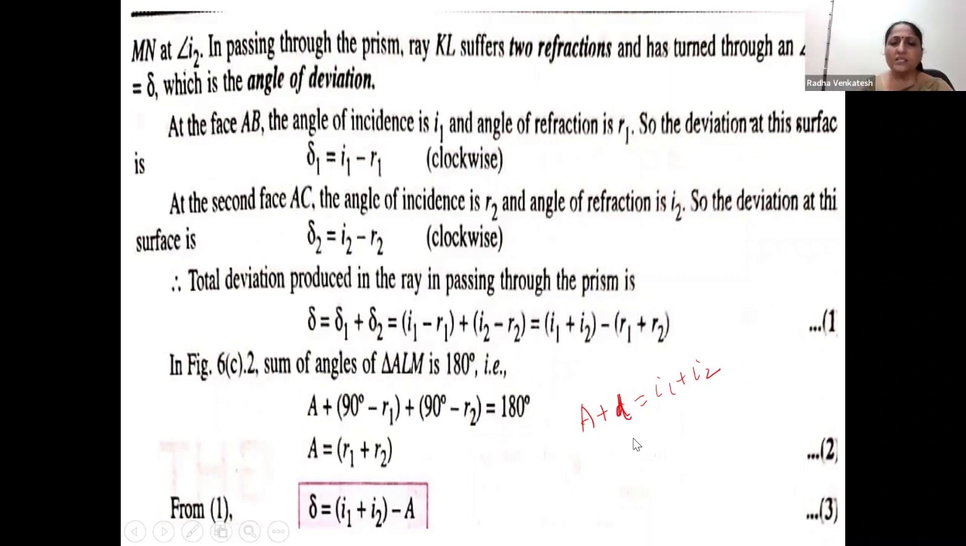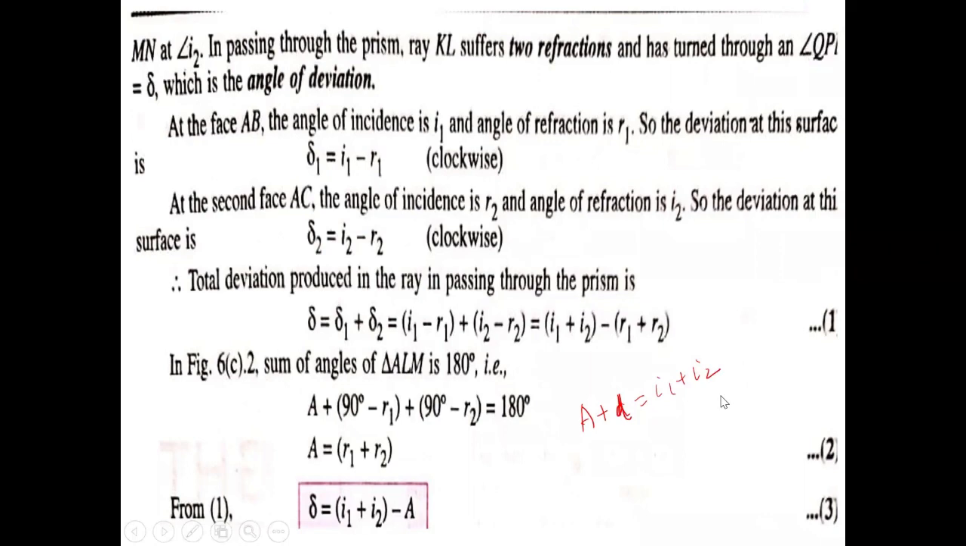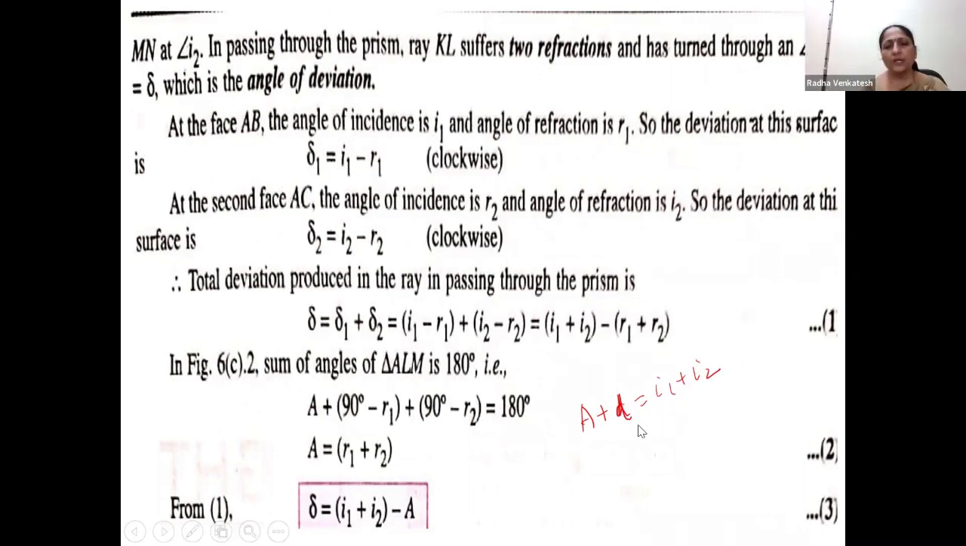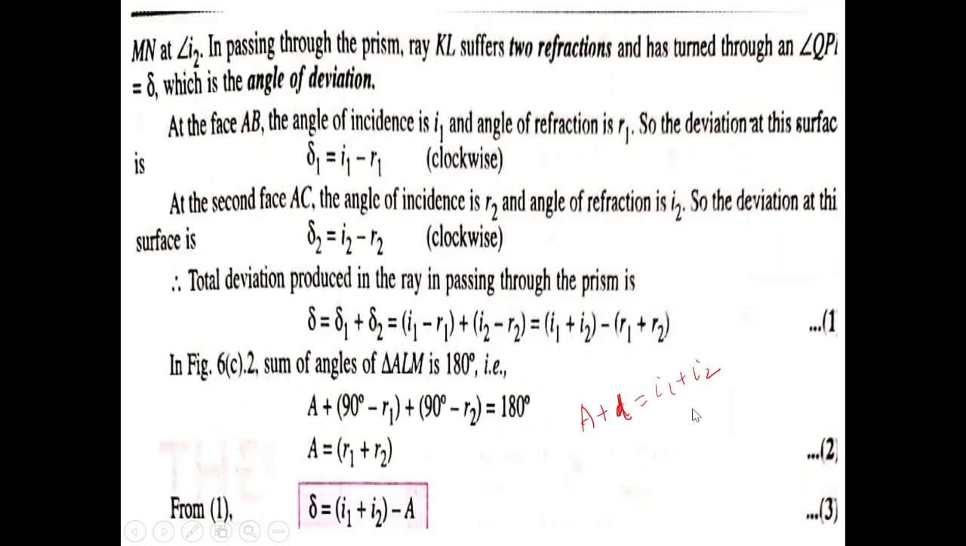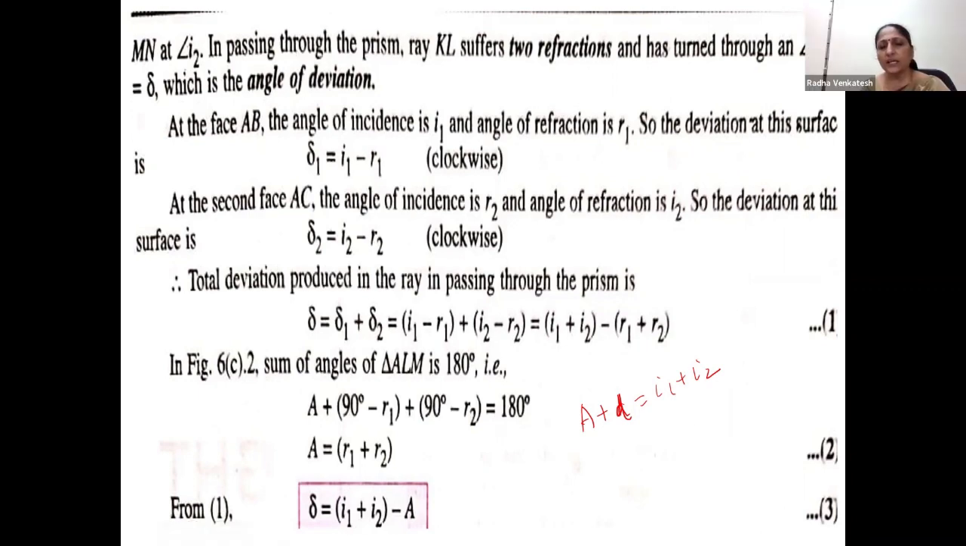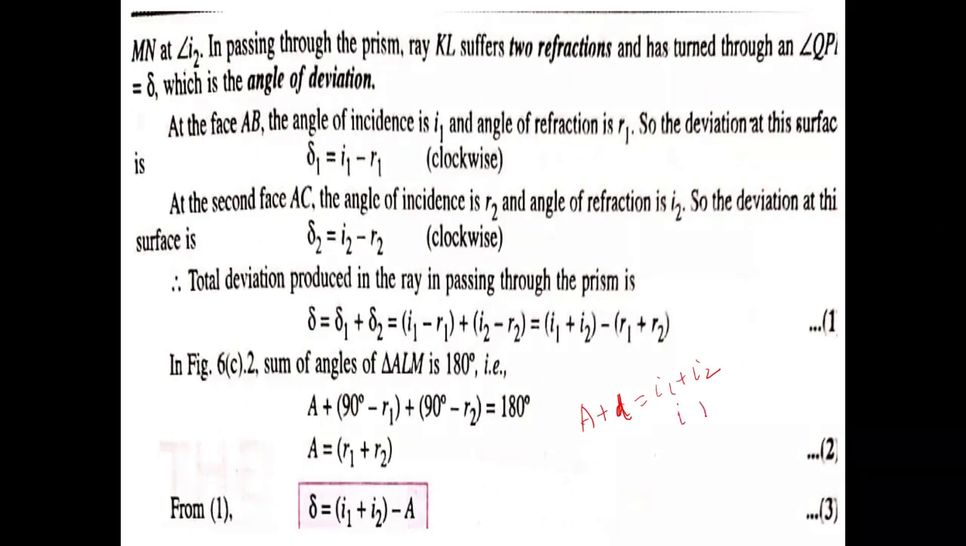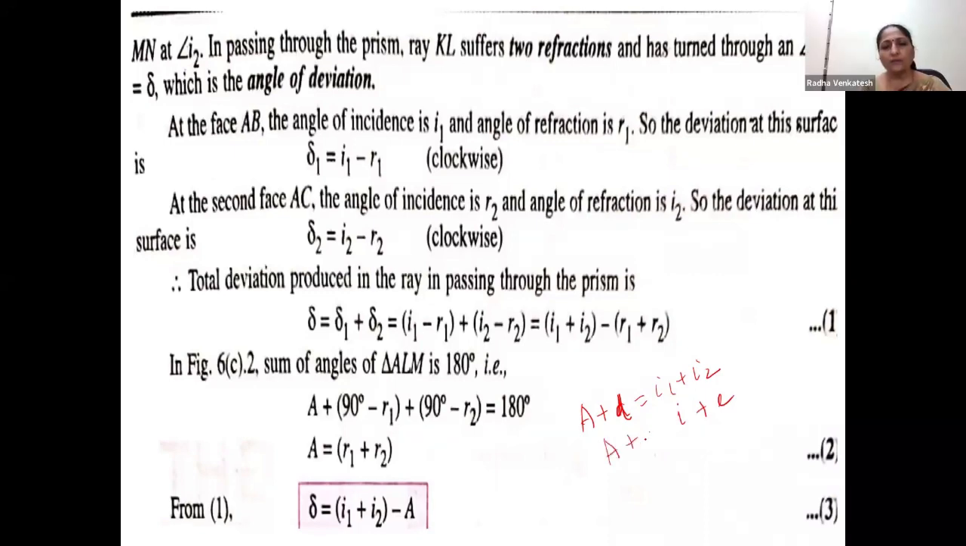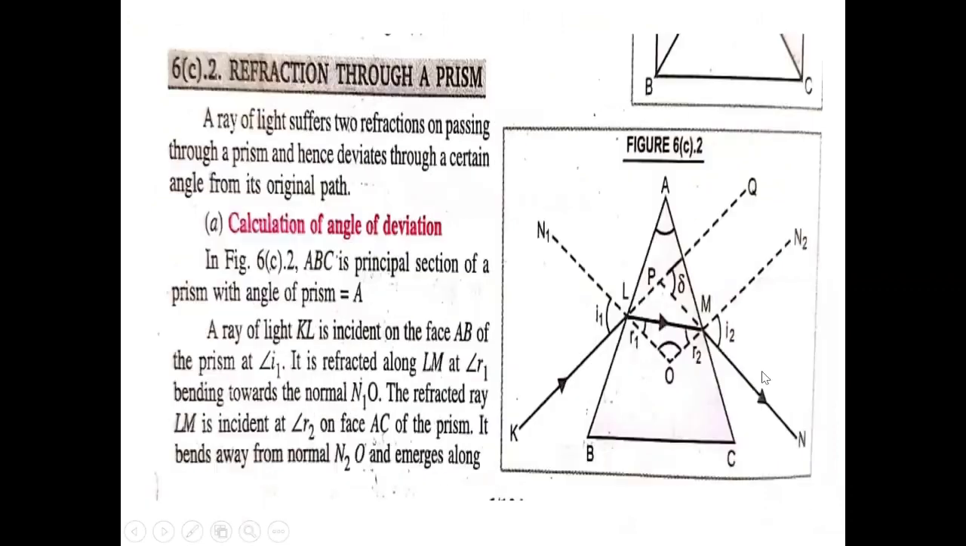Now I'm saying D is also the same for I1 and I2. So A plus D is a constant. So don't you think I1 plus I2 should be a constant? And instead of writing I1 plus I2, it is actually I plus E. That I2 is actually not the angle of incidence, it's the angle of emergence after the second refraction. In the diagram, this I2 is actually the angle of emergence.